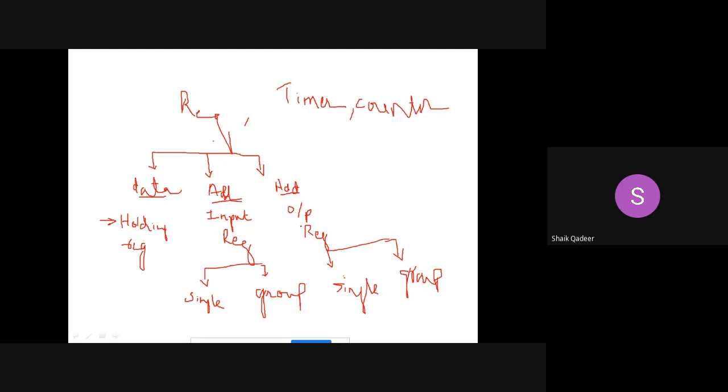The next slide. Shall I go ahead? Yes. Which can be further classified into single input register, group input register, and single output register and group output register.